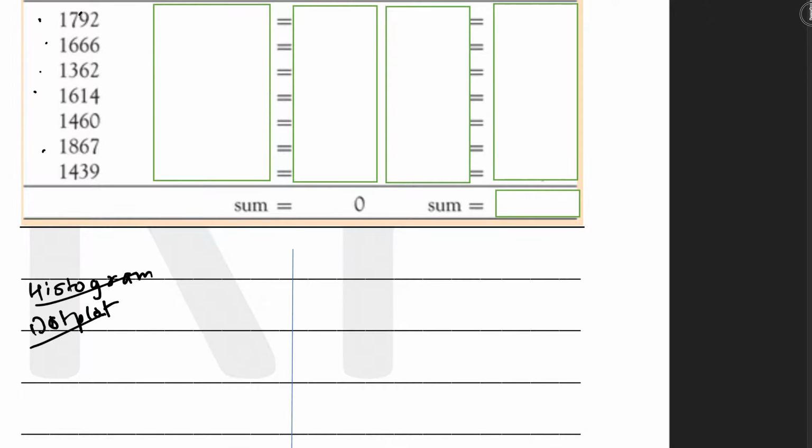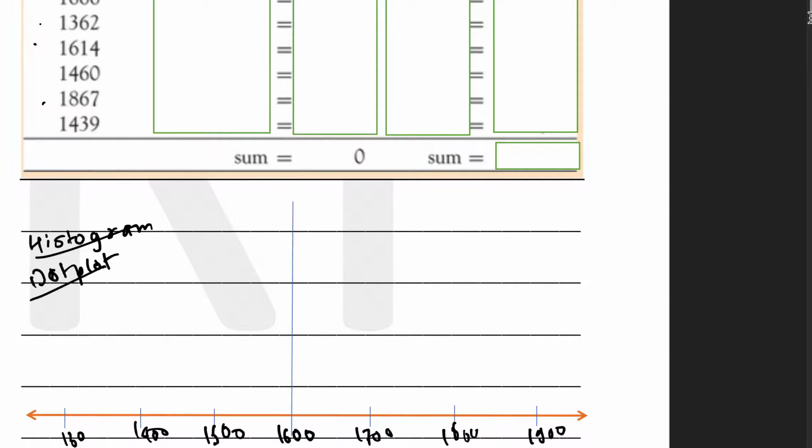Let's say the average mean here is 1600, that's given to you, and I'm going to scale it as 17, 18, 1900, 15, 1400, and 13. So let's plot these data points.